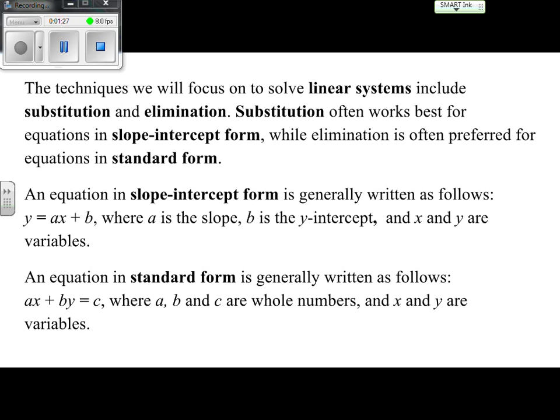We'll often use substitution when we have a variable by itself, and this is most commonly seen when we have an equation or both equations in slope-intercept form. Though that's not the only way you can use substitution, but again, it's very common. And then we will be using elimination when we have equations in standard form, or at least have them in some sort of identical form where we can line up our variables and our coefficients and our constants.